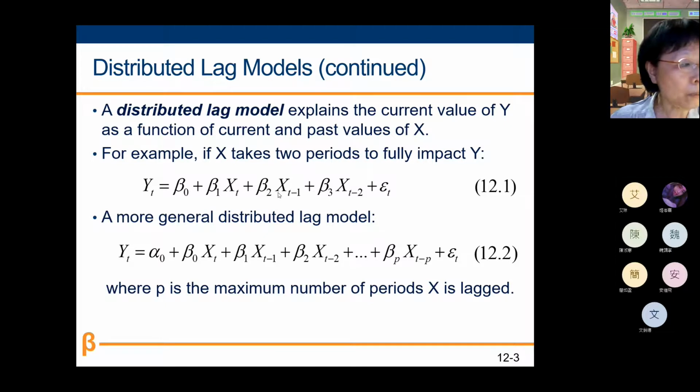the effect of a 1 unit increase in X, lagged one time period, on this period of Y, holding other periods of X constant. Okay? All right.